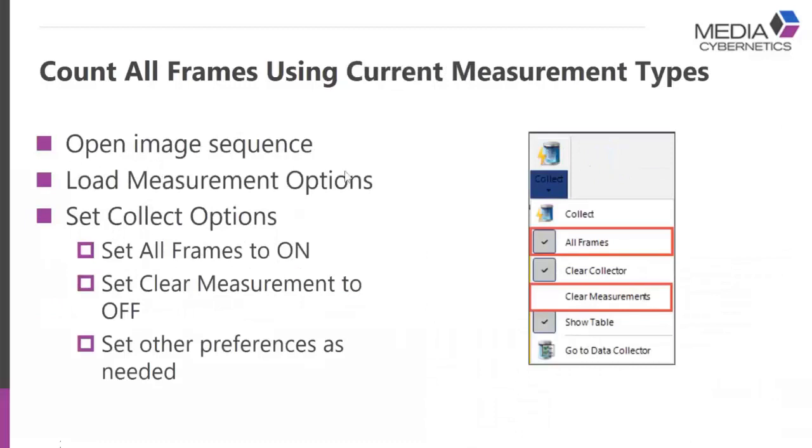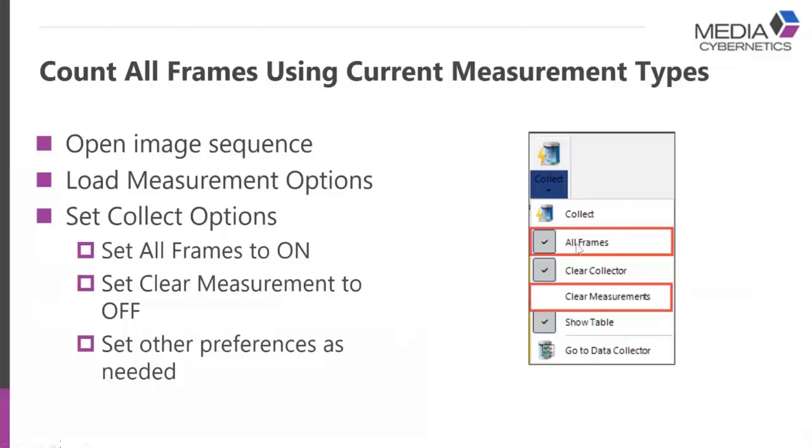Now in this case, we go through the same order of operations with one small change. We're going to open our image sequence, load our measurement options. And now the collect options are going to be slightly different. So now I'm back in count size. So I'm going to do a count operation, count the number of droplets.